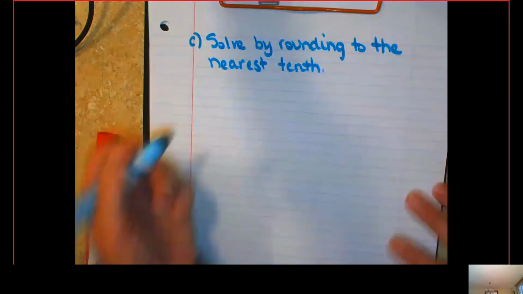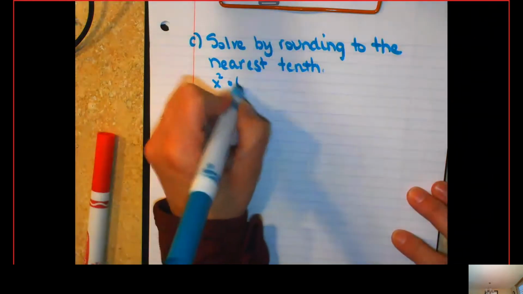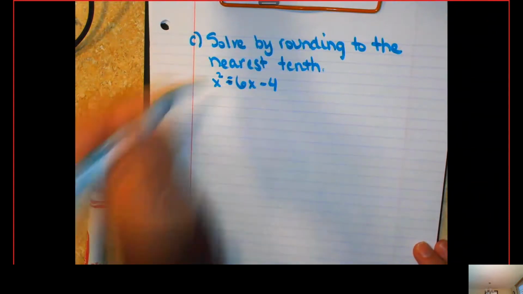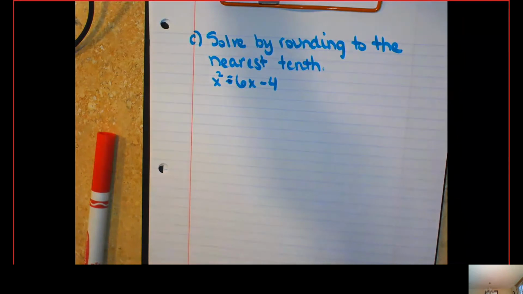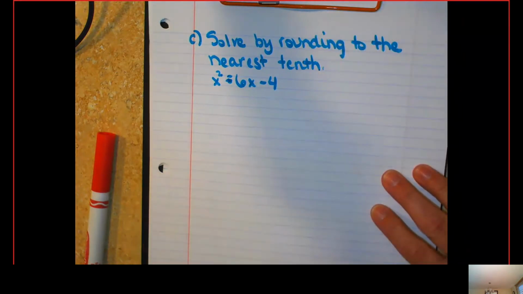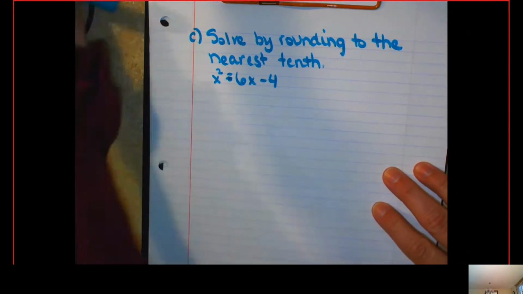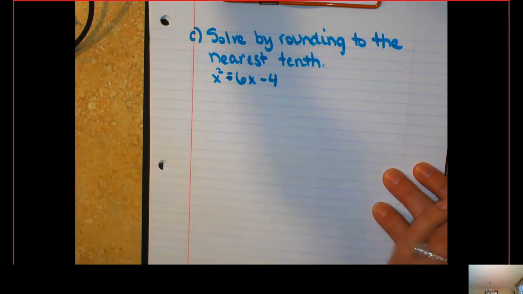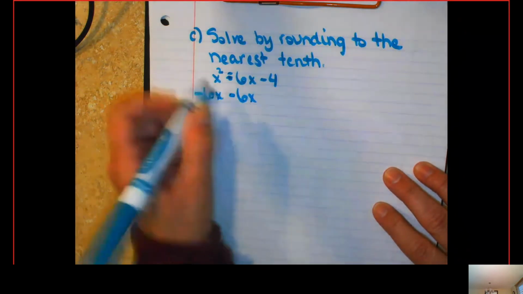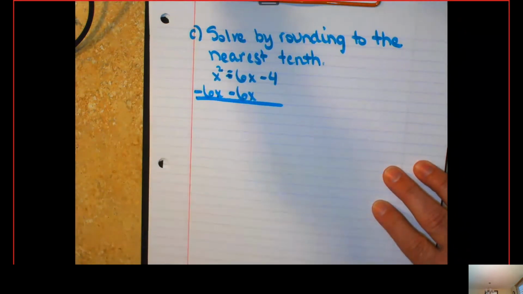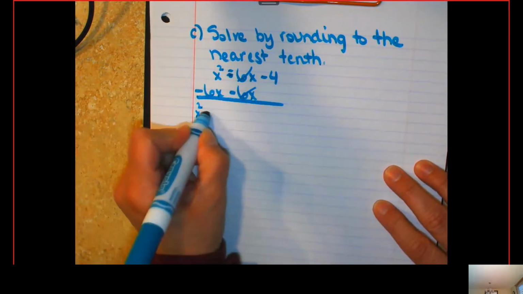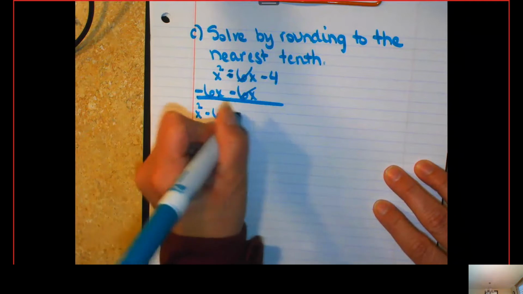So here's the example we're using. So x squared equals 6x minus 4. This is an equal sign. All right, so we'll do the rounding at the end. First thing we need to do is whenever we're solving a quadratic equation, we want to get it equal to 0. You always do that first, so we're going to move everything to the x squared side. So minus 6x from both sides. The 6x's cancel out. So I can't combine these, so we have x squared minus 6x equals negative 4.